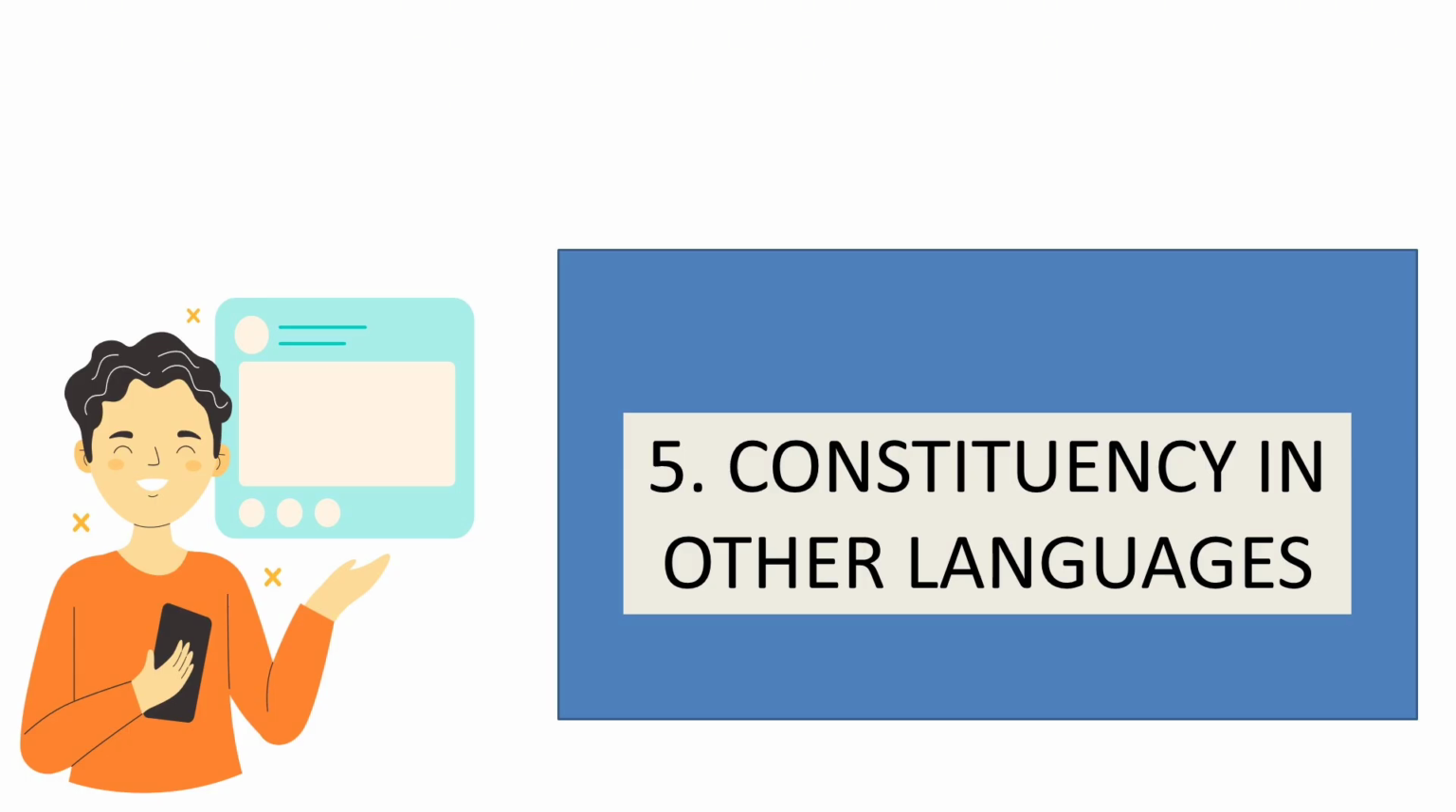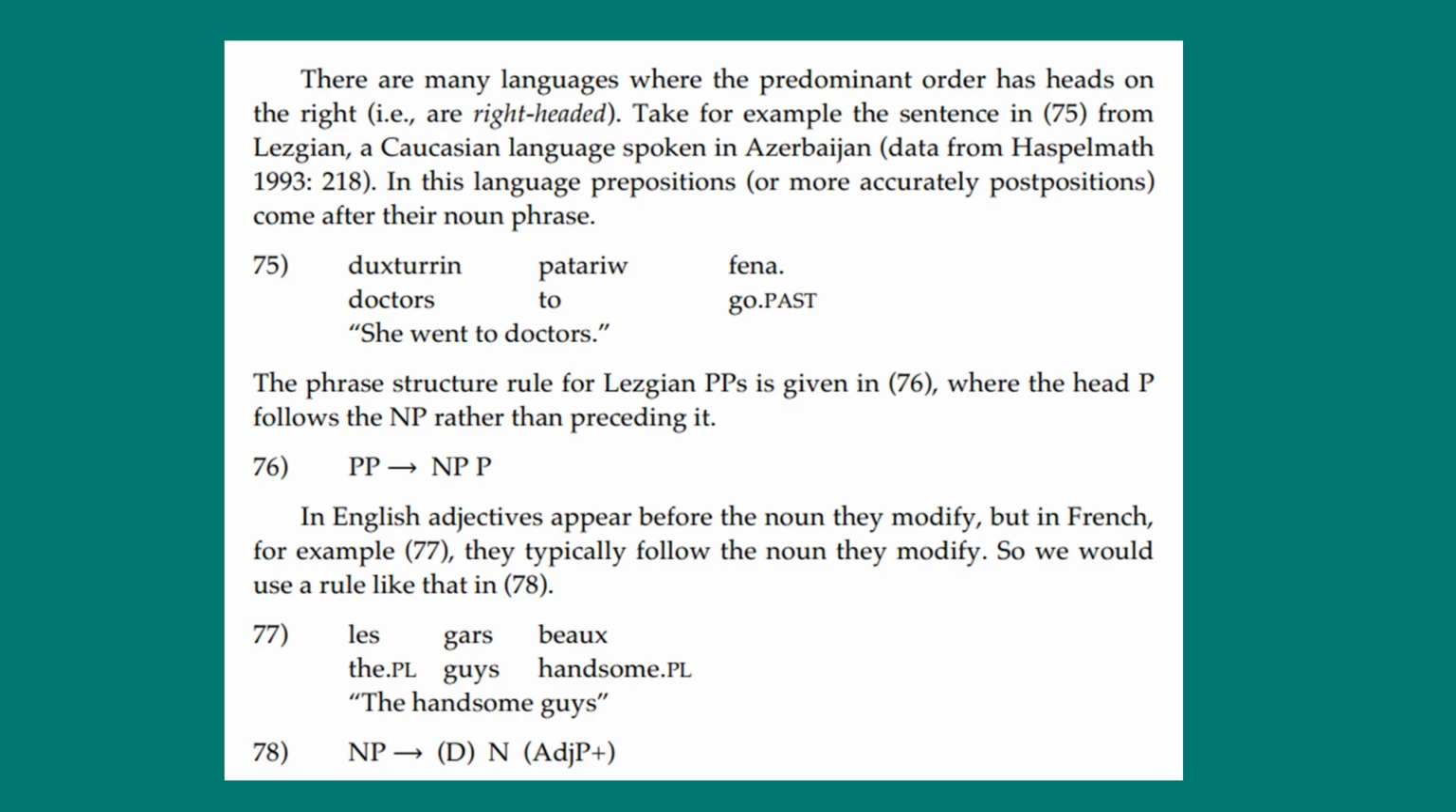This time, let's have a discussion on rule number 5, which is on constituency in other languages. There are many languages where the predominant order has heads on the right, that is, are right-headed. Take for example sentence 75 from Lezgian, a Caucasian language spoken in Azerbaijan. Data from Haspelmath, 1993 to 2018. In this language, prepositions, or more accurately postpositions, come after their noun phrase. She went to the doctors.